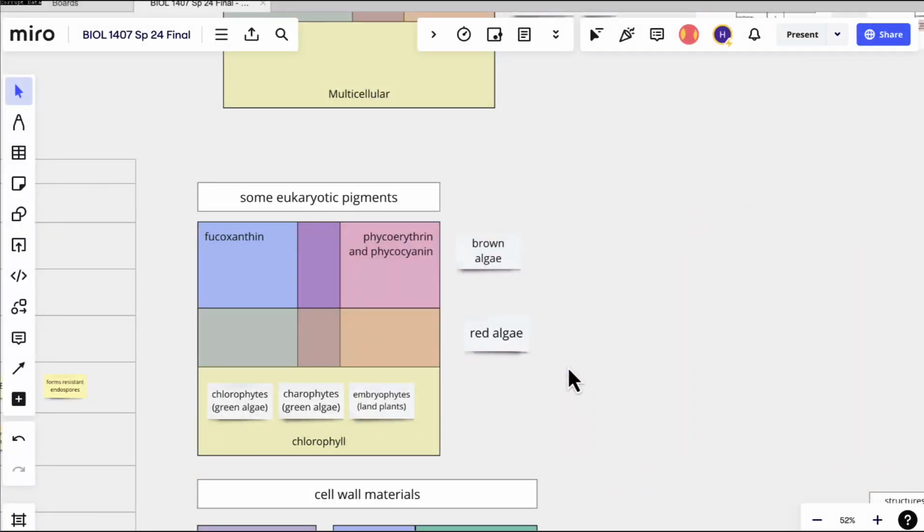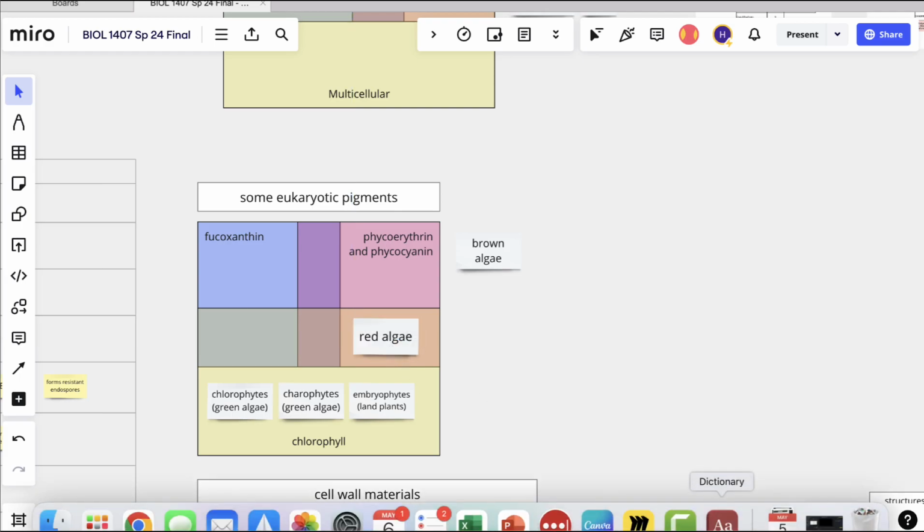In the review session, we talked about this a few minutes ago, but I thought I would just insert it here so it's all together. In addition to the phycoerythrin and phycocyanin, red algae also has chlorophyll in it, so it has all three of those pigments.